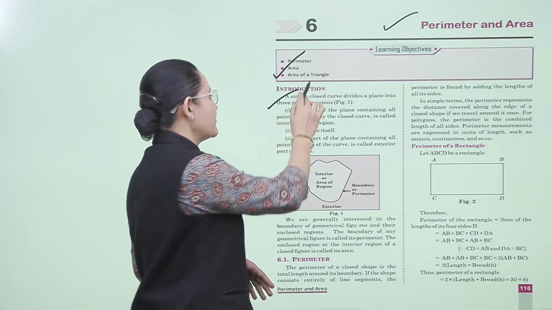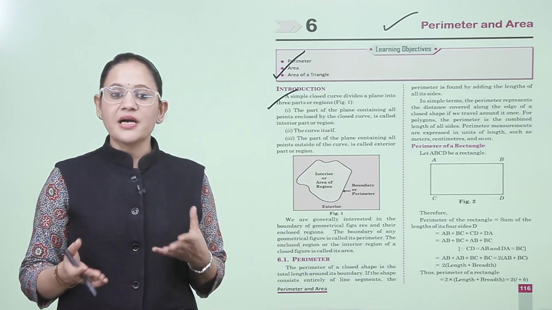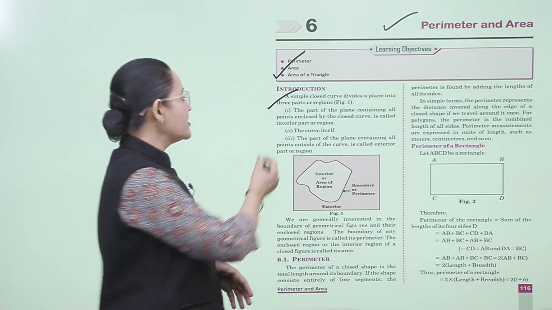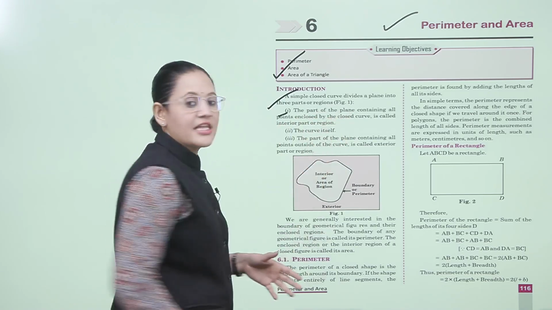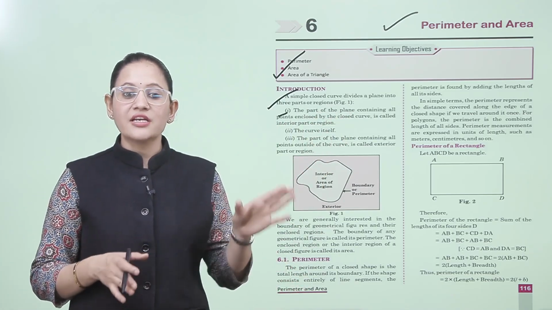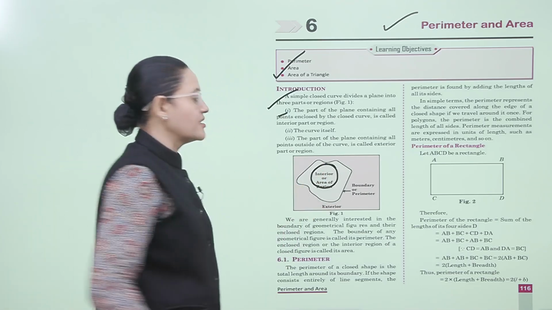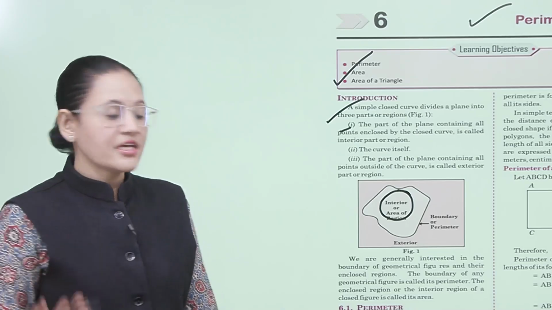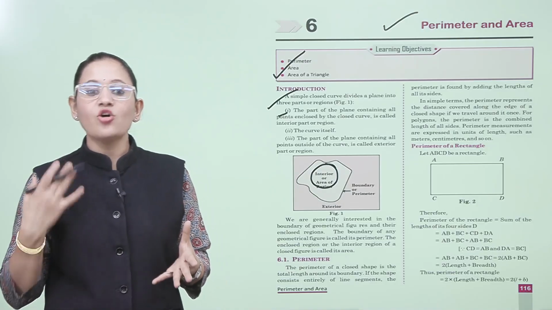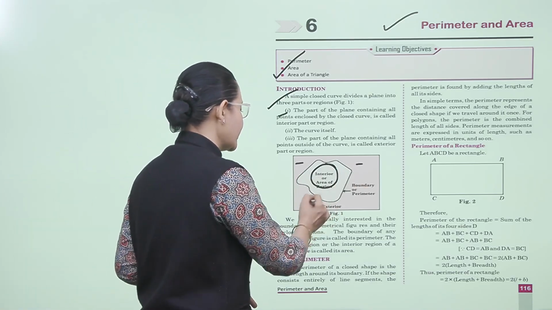Start with the introduction. A simple closed curve divides the plane into three parts or regions. In figure 1 you can see the first part. The part of the plane containing all the points enclosed by the closed curve is called the interior part of the region. This is the interior part of the region. Clear? The curve itself, and the part of the plane containing all the points outside the curve, is called the exterior. So this is the exterior region.